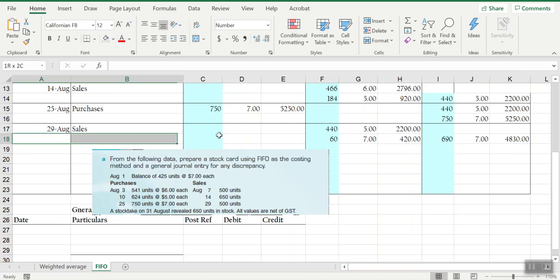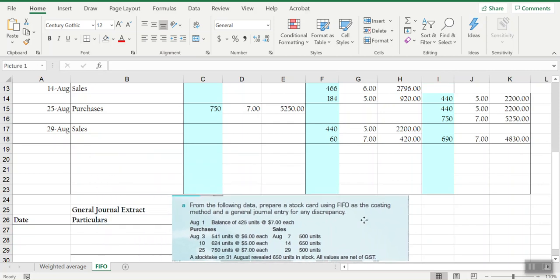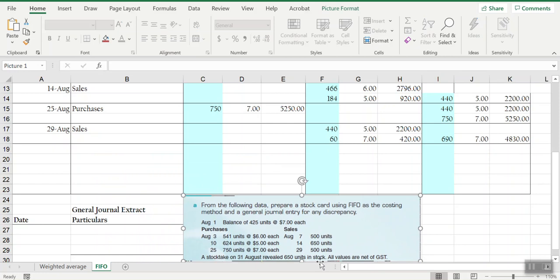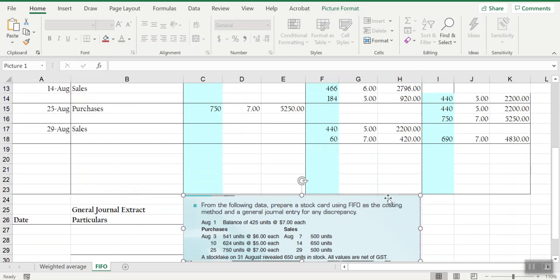So next up, we do a stock take on the 31st of August, and 650 units in stock. That's how much, the net of GST. That's good because we don't feel like calculating that. So there's no GST in this one here. 650 are left in stock. We've got 690. So they've counted the shelf or wherever the item is, and they said, oh look, there's only 650 here, not 690. So our records are wrong. It's easier to adjust the records than try to magically make another 40 appear.